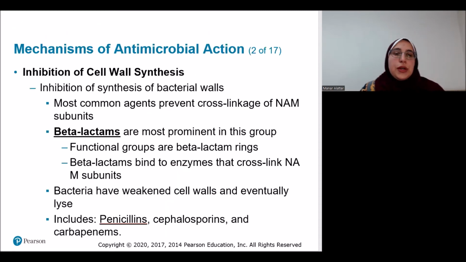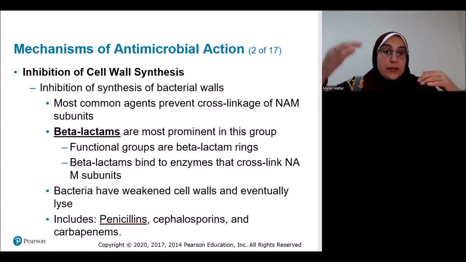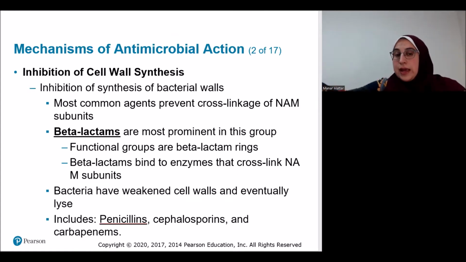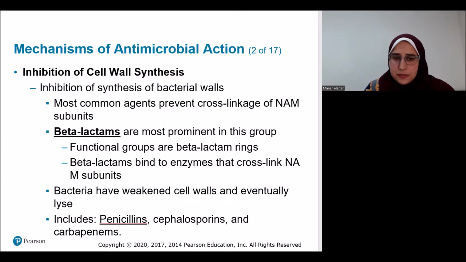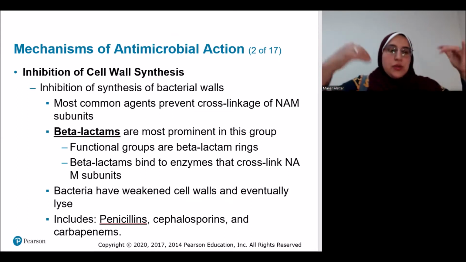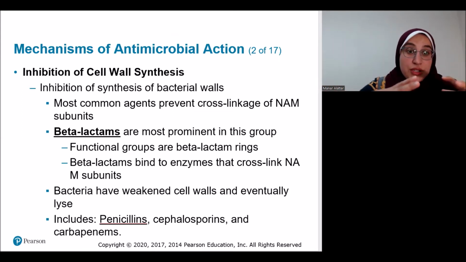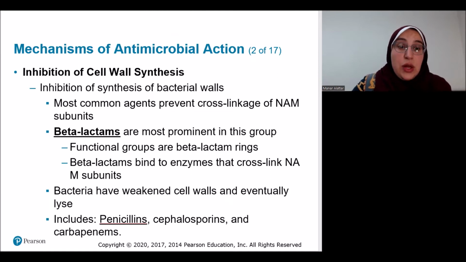Okay, so let's start with the cell wall. What's the purpose of the cell wall? The cell wall is a barrier between the cell and its environment. It's also a protective layer around that cell. So anything that perturbs the cell wall is going to expose that cell to any toxins or the environment, or just disturb the integrity of the cell altogether.